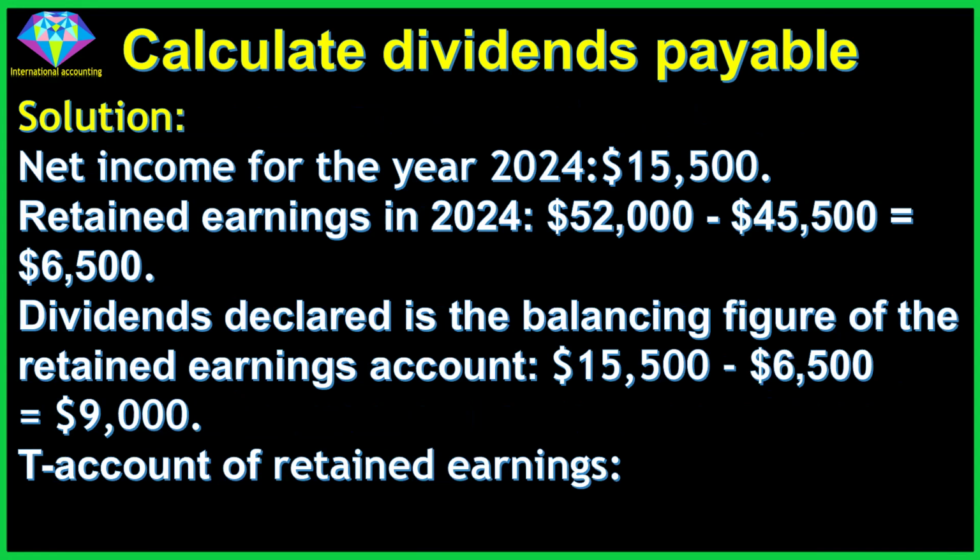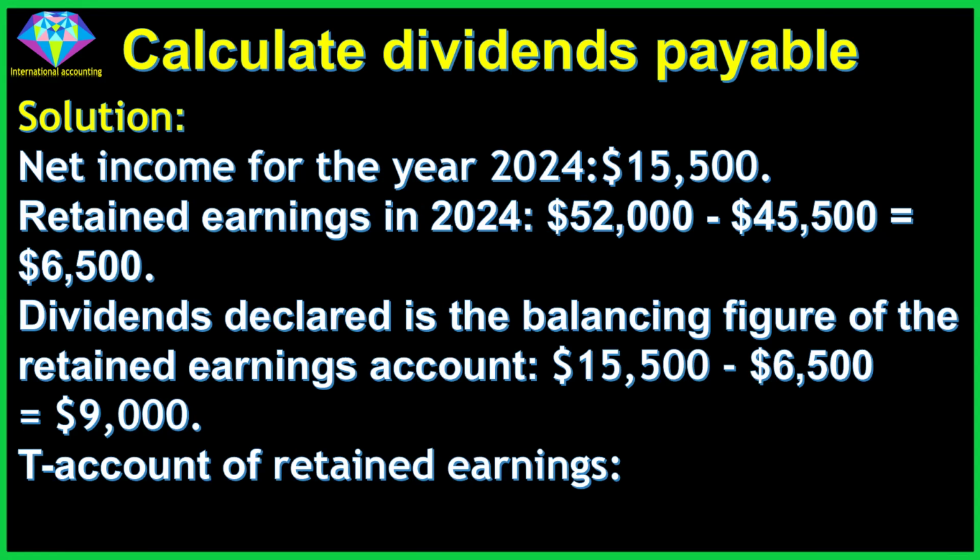Solution. Net income for the year 2024 is $15,500. Retained earnings in 2024: $52,000 minus $45,500 equals $6,500. Dividends declared is the balancing figure of the retained earnings account: $15,500 minus $6,500 equals $9,000.